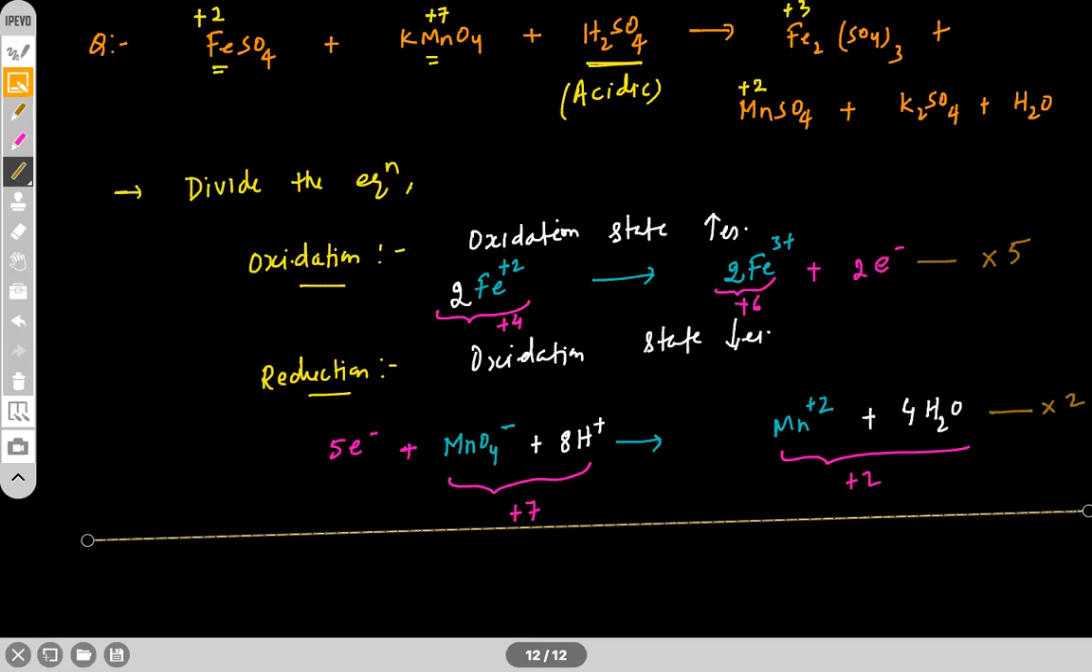Cancel means there is no electron present. 10 electrons, you are adding the 2, this and this will get cancelled. Both are on the opposite side, no? So it will get subtracted. If you place this electron on this side, then this 5 electron becomes minus 5 electron on this side. Now minus 5 into 2, minus 10 electron on this side, 5 into 2 plus 10 electron on this side, so plus and minus will get cancelled.